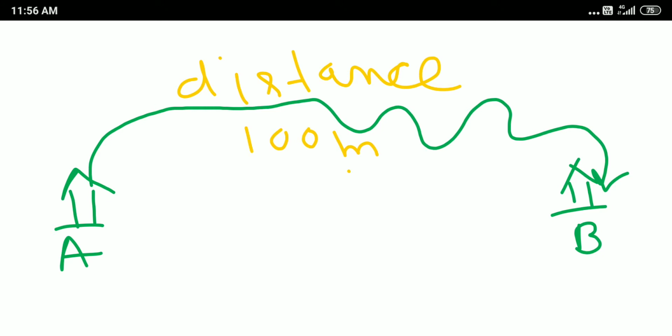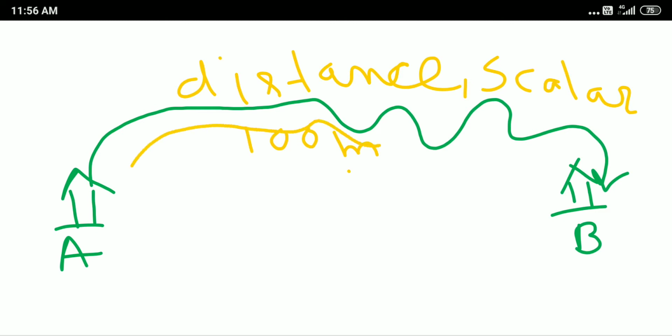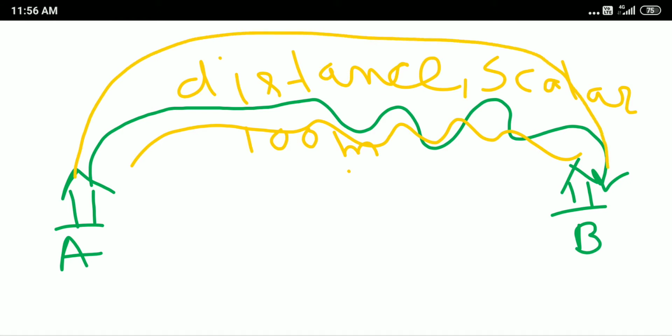It does not have any particular direction, so this distance will be called scalar. So we can define distance as a physical quantity which has only magnitude, and so it is called scalar. Or we can define distance as the length of the path. Whatever length we are traveling, if we are going like that, the length of this path will be considered.